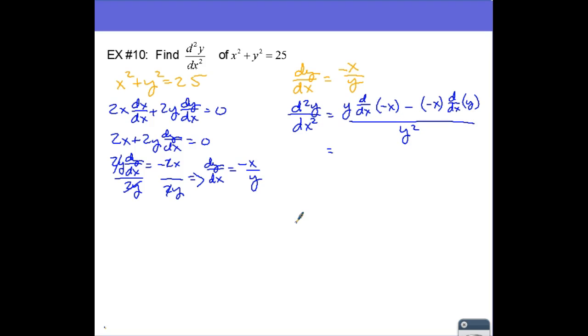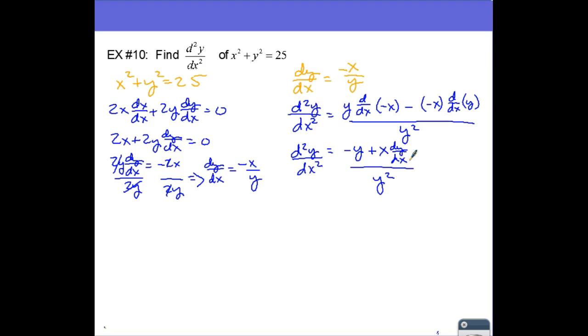Alright, so this gives us d/dx of negative x, so that's going to be negative dx/dx, which is just negative 1, times y is negative y. Minus a negative x is going to be plus x, and the derivative of y is dy/dx, over y squared, and that is equal to the second derivative of y with respect to x.